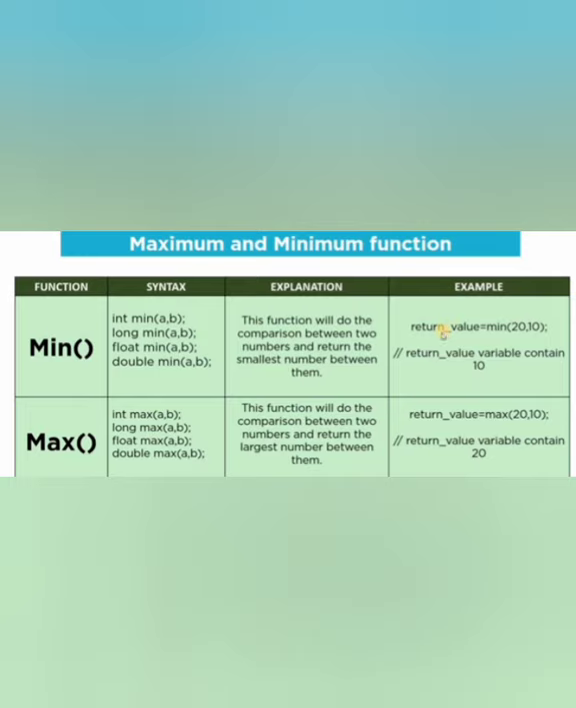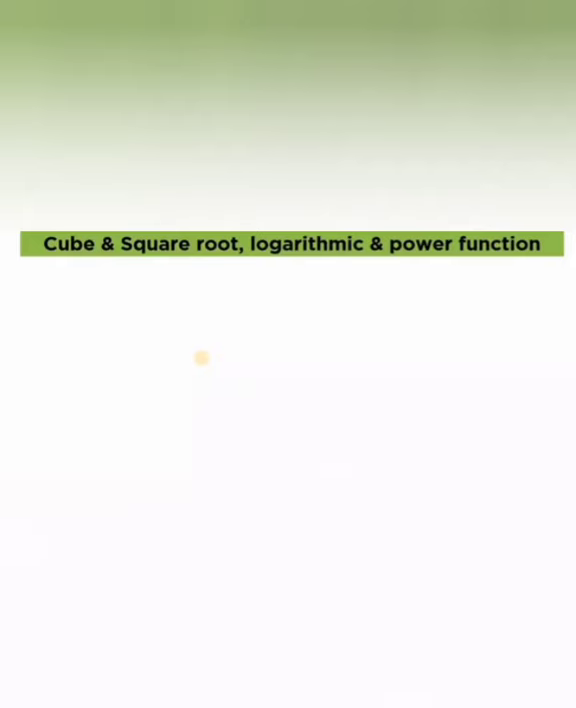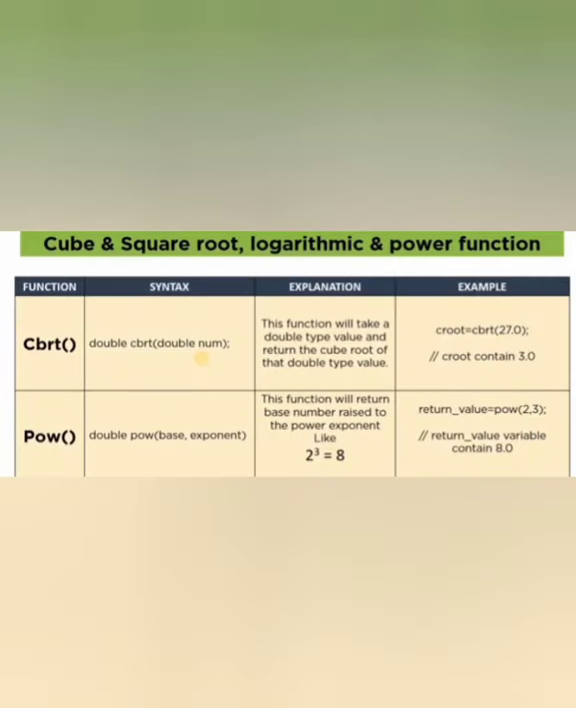If it is integer, the return value is int. If it is long, the return value is long. If it is double, the return value is double likewise. Next one, square root, cube root, logarithm, etc. See, cbrt. The cbrt function is used to return the cube root of a number. So only one argument. The return type always returns the double data type. No other data types are used, only the double data type.